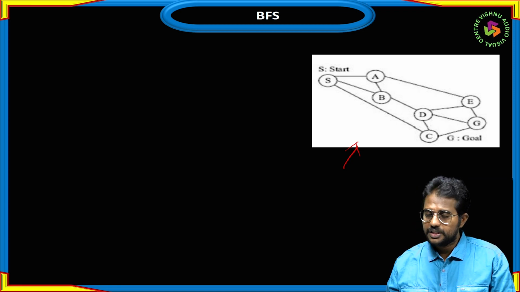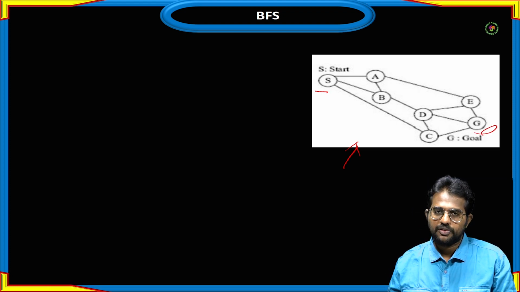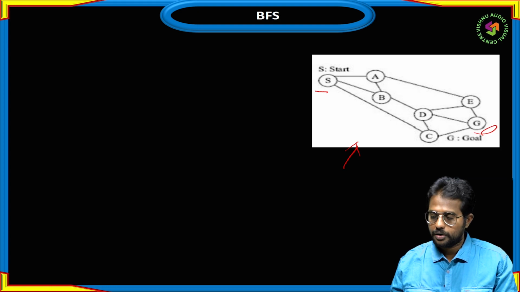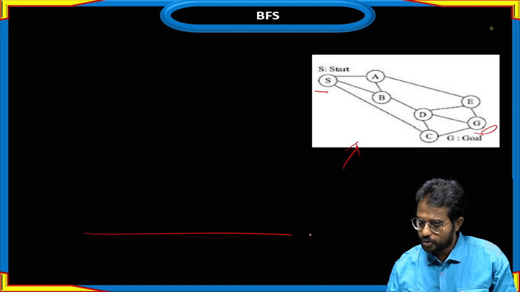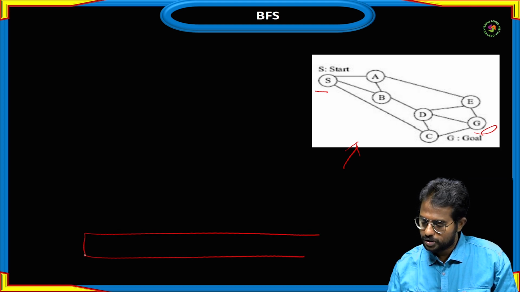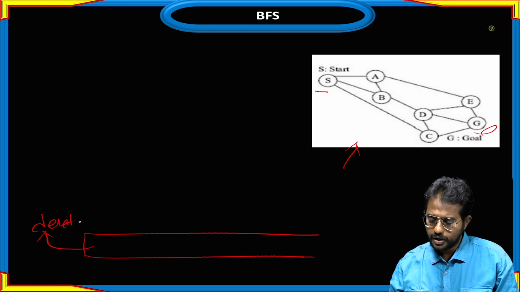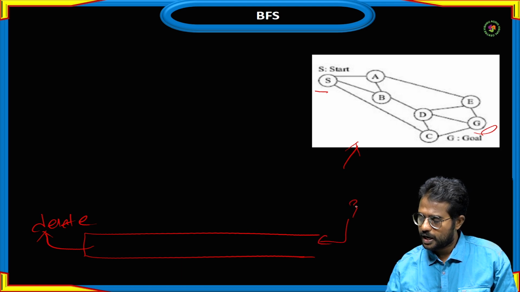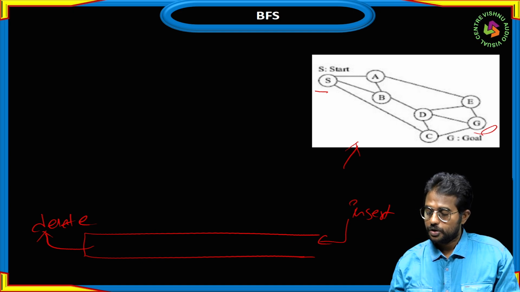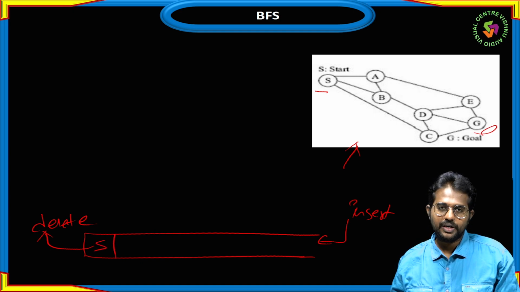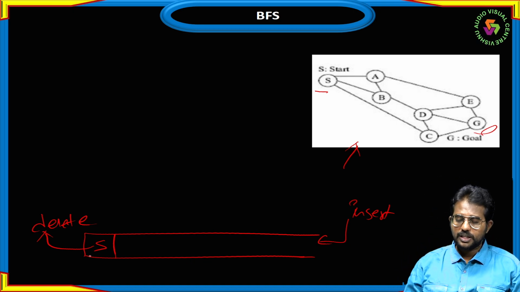So this is the tiny search problem. In this graph, S is the starting node and G is the goal node. By using breadth first search, we have to search for the goal node. For applying BFS, we need a queue data structure, which will be like this. From this end, I will delete elements, and from this end, I will insert elements. Initially, this queue will be having S.